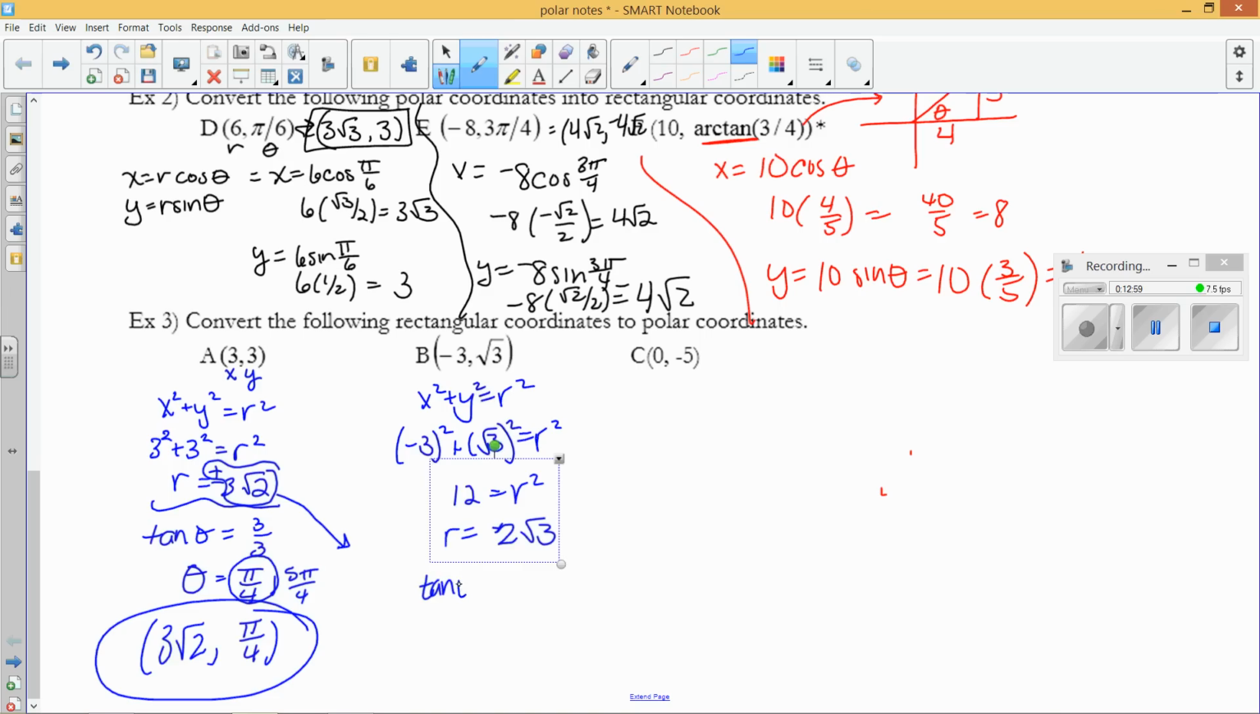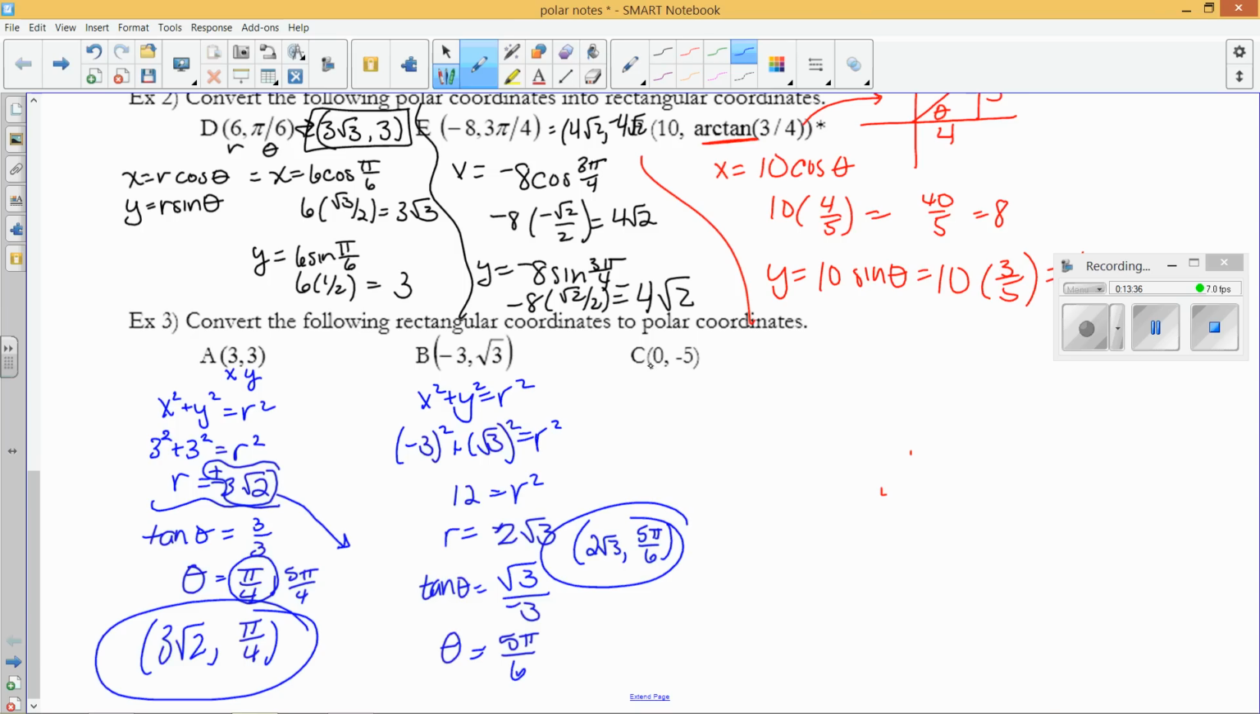And then tan theta equals radical 3 over negative 3. And if tan theta equals root 3 over negative 3, the inverse tan of negative root 3 over 3, well, the reference angle would be 60 degrees, which is pi over 6. This would be in quadrant 2. So pi over 6 in quadrant 2 is 5 pi over 6. So in polar, this is going to be 2 root 3, 5 pi over 6.